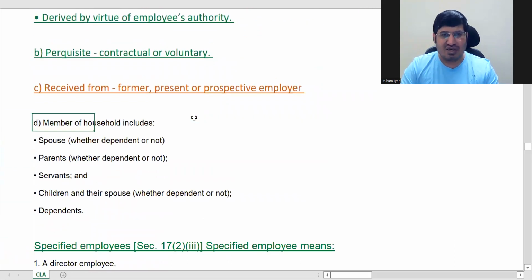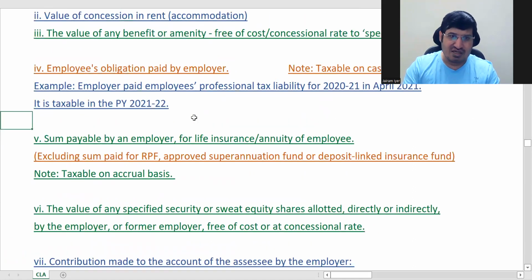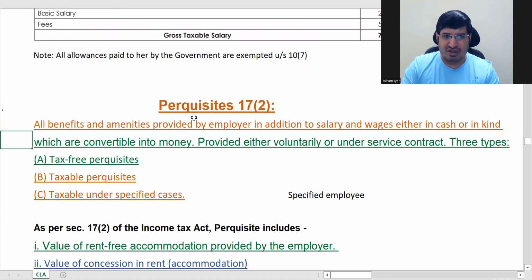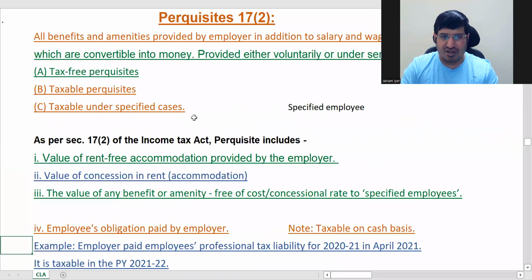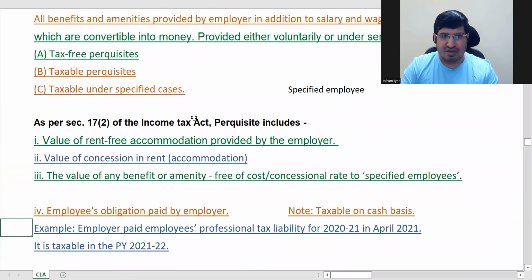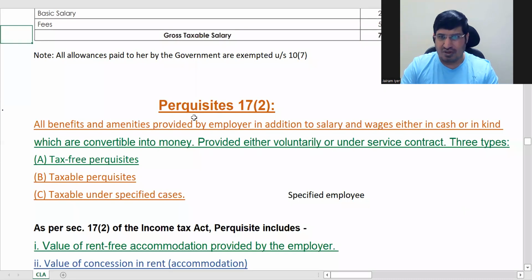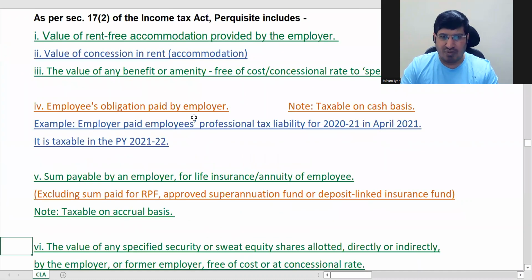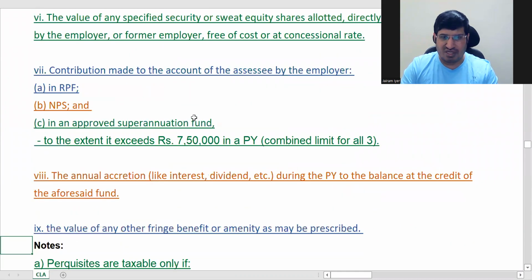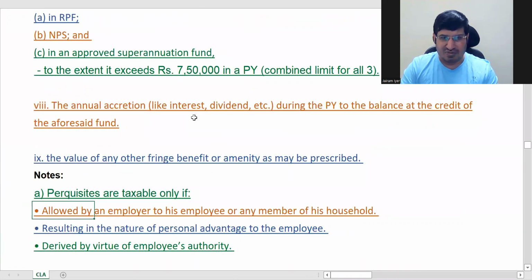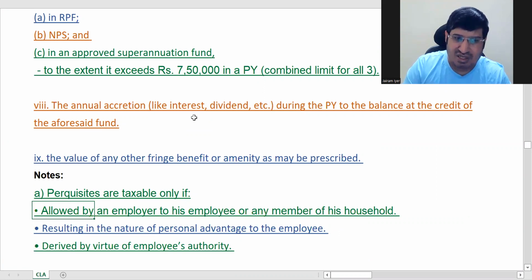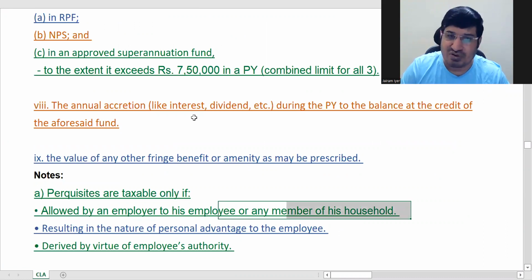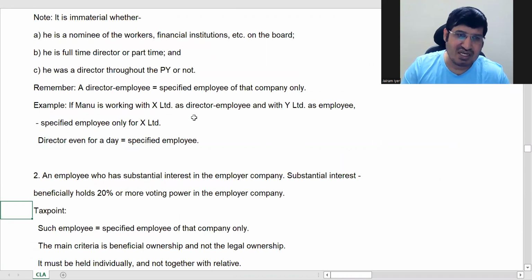So now we said, in the beginning, we said given to employee or member of his household, correct? Was this point somewhere, right? Yeah, here, this one. Allowed to an employee, to his employee, member of his household. Now we need to know what is member of his household, how to define it. That's what we are seeing now.